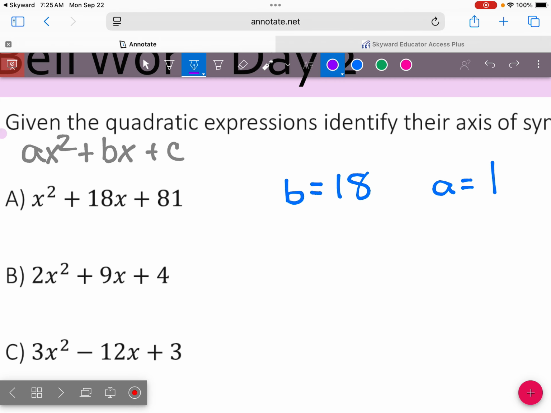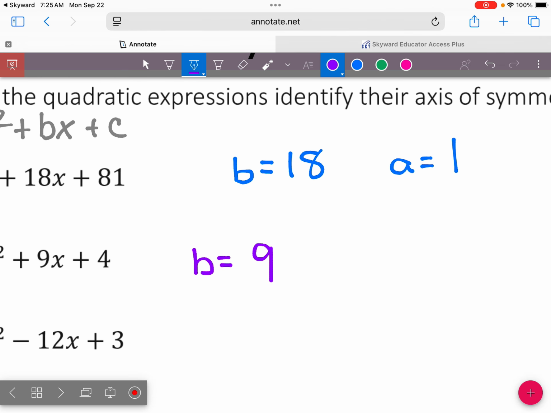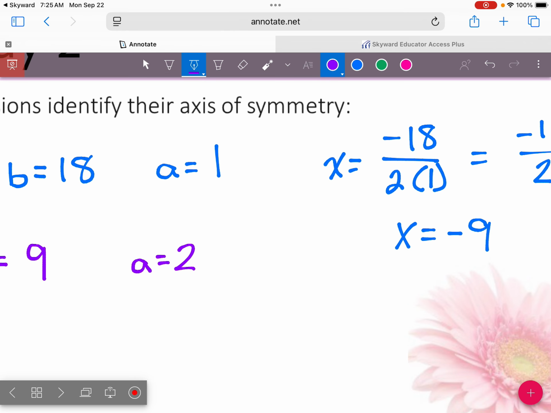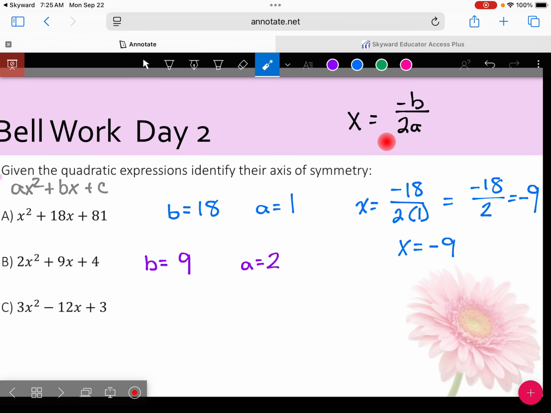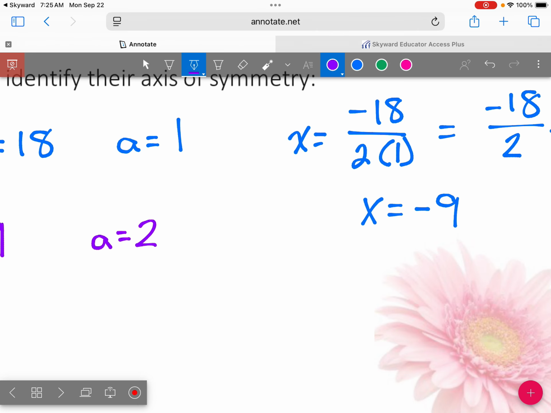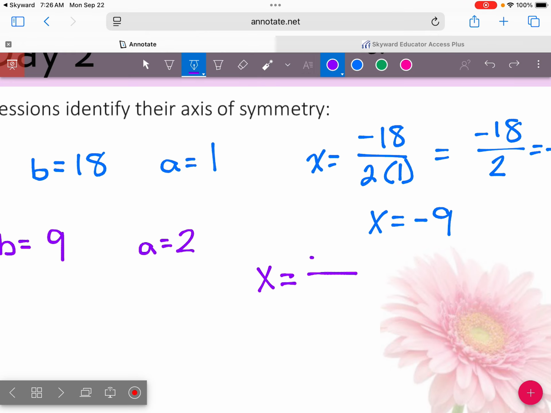Let's do the same thing on the second one. What is our b term? 9. I heard it. It was quiet and hesitant, but it was there. What is our a term? 2. So again, we're going to substitute that into this equation up here. Substituting those pieces in, we'll have x equals the opposite of our b, so the opposite of 9 over 2 times our a, which is 2.